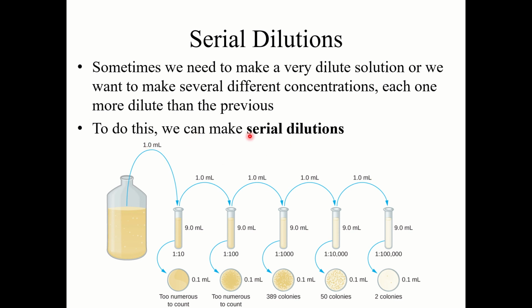So what we can do is make serial dilutions, where you take 1 milliliter of that initial solution and you dilute it 1 to 10. So you add 9 milliliters. Then you take 1 milliliter of this solution and you dilute it 1 to 10. Then 1 milliliter of this solution, dilute it 1 to 10. And you get the idea, and you can keep going. So this is a really easy way to very quickly dilute your solution without having to use any sort of complicated glassware or any sort of complicated calculations.